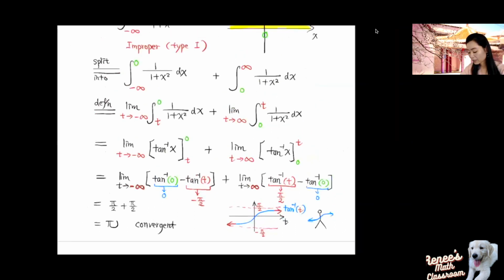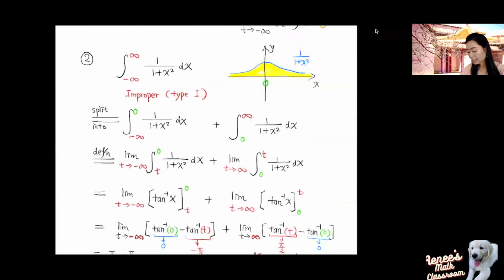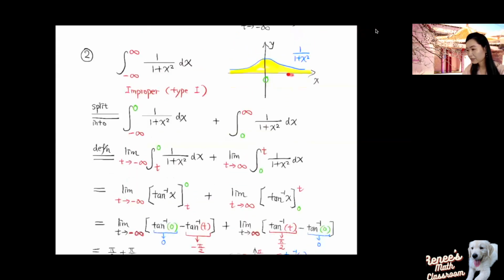Now, if you go back and see the graph right here, this area under the curve is actually equal to pi. So that's equal to pi, the area under this curve.